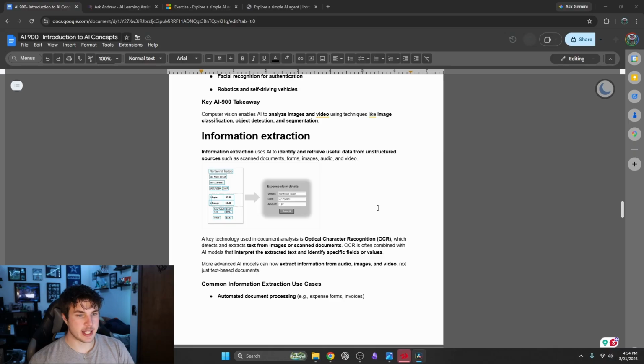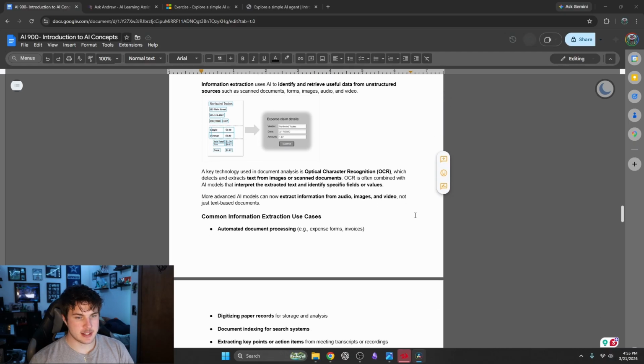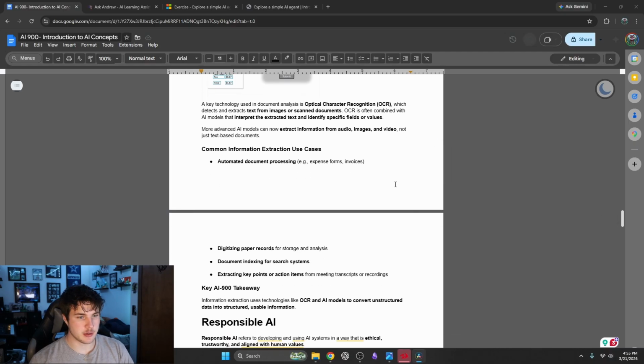OCR is often combined with AI models that interpret the extracted text and identify specific fields or values. More advanced AI models can now extract information from audio, images, and video, not just text-based documents.